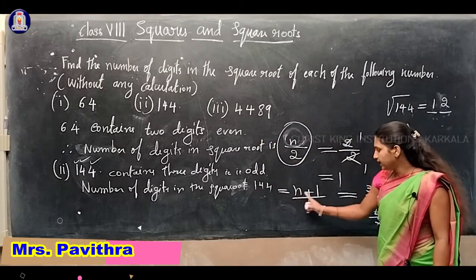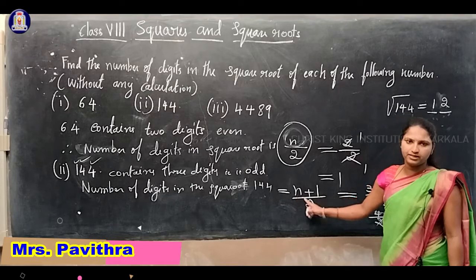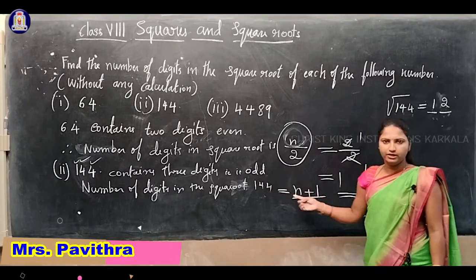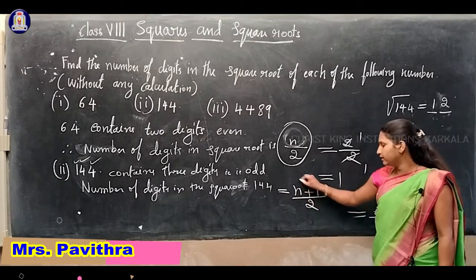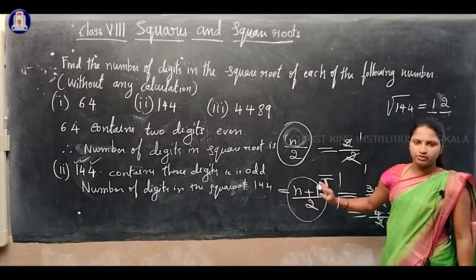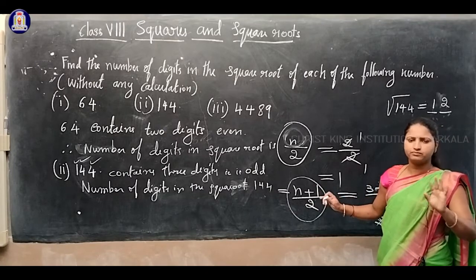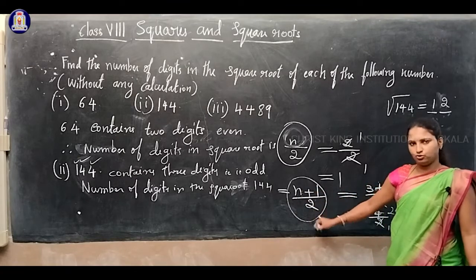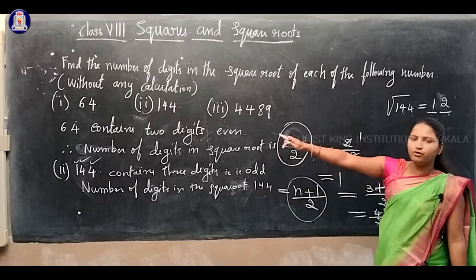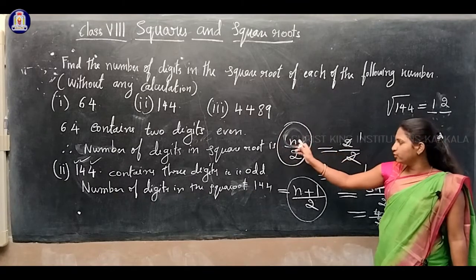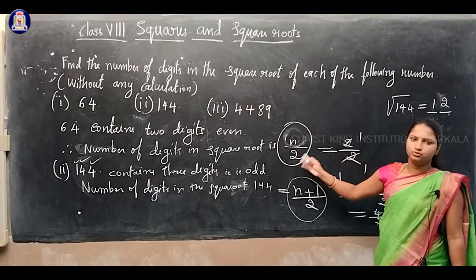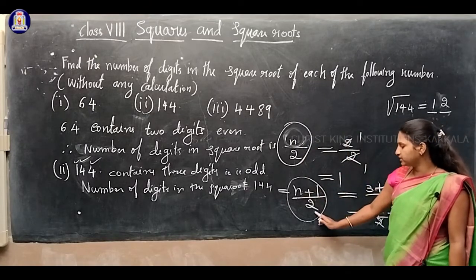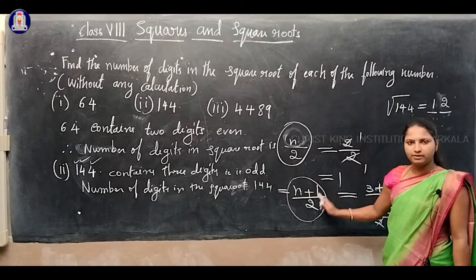So how do we find the number of digits in the square root of 144? (n plus 1) by 2. This is the formula when you get an odd number of digits. If you get 1, 3, 5 like that, that is odd, so you write (n plus 1) by 2. If you get 2 digits, like 64, that is even, so you write n by 2. If you get odd, you must write (n plus 1) by 2.